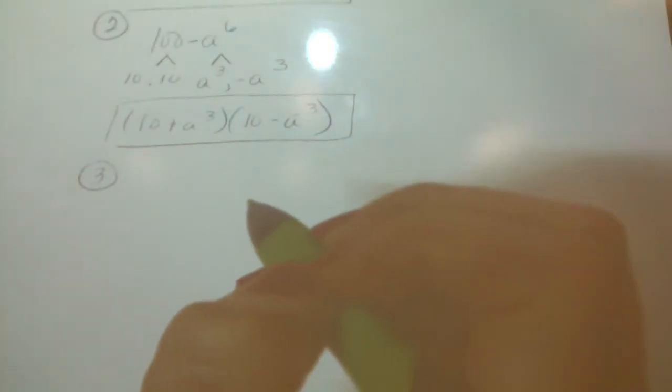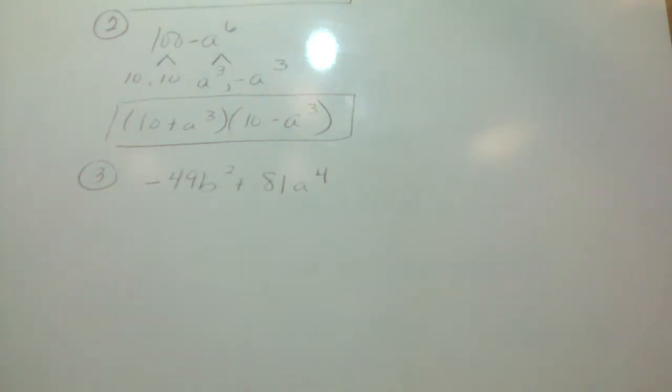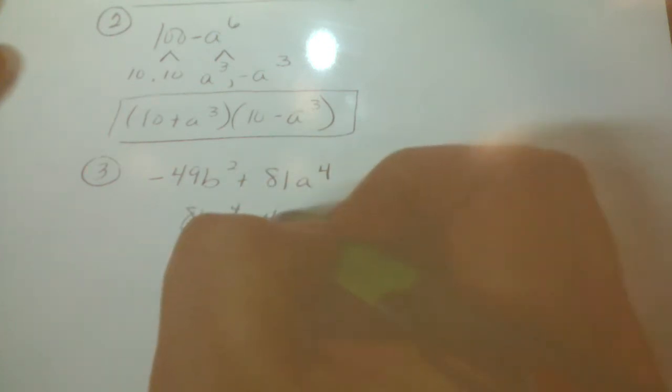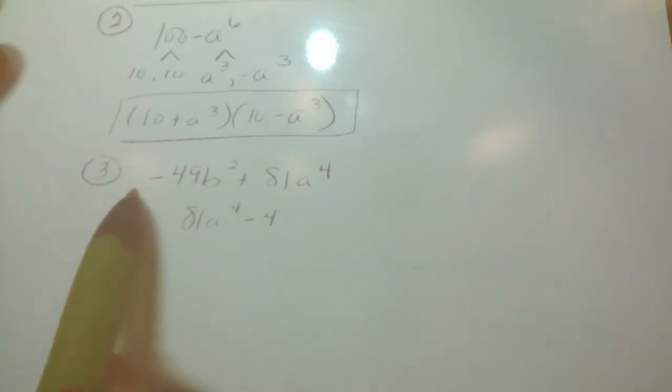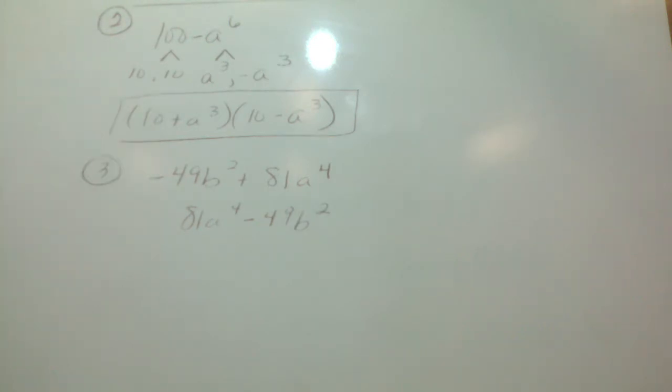Number 3, I've got negative 49b squared plus 81a to the 4th. All right, let's go through the questions. Are there two terms? Yes. Is there a subtraction sign? I see an addition sign. So when you go to the middle and there's an addition sign, you go to the first term. Since there's a minus there, all I'm going to do is flip this around. If there wasn't a minus here and there wasn't a minus here, then I would be saying prime. There has to be a subtraction sign. So I'm just going to flip these around.